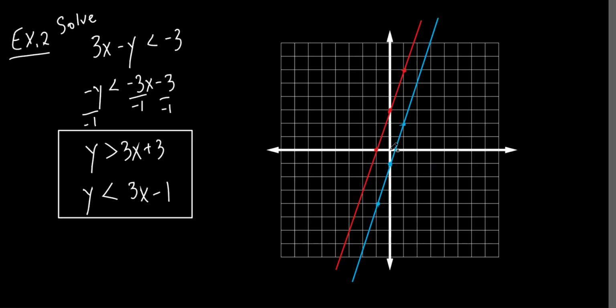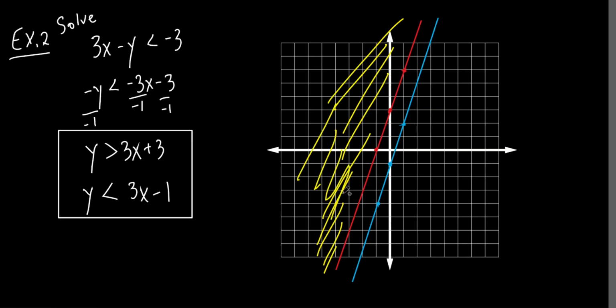If you wanted to, you could pick a point. What's a super easy point to pick? Put a 0, 0. So that's 0, that's 0. Is 0 greater than 3? No, it's not. So it's not shaded on this side of the red. It's shaded over here. Okay? So everything's shaded there. All right?